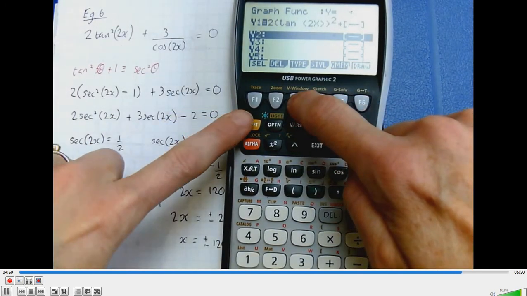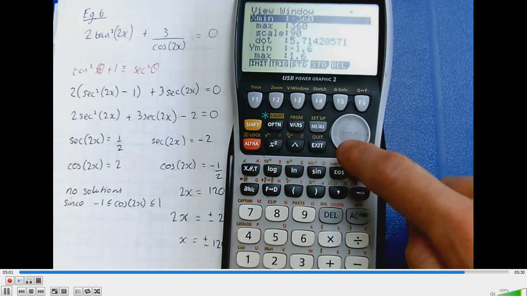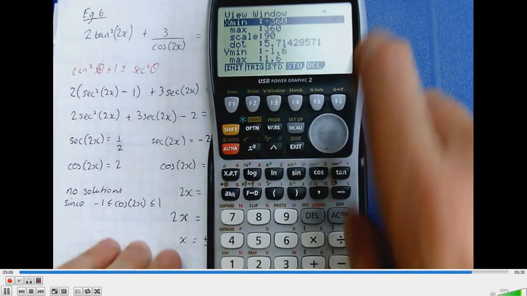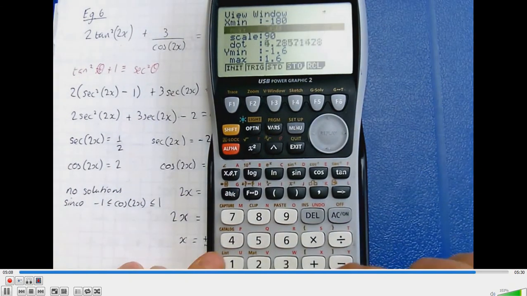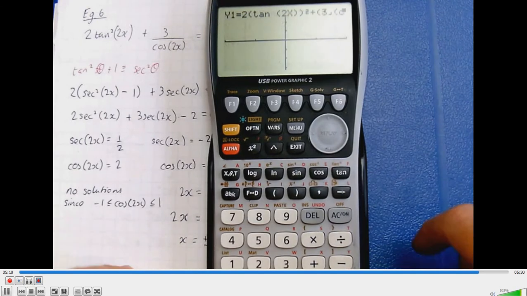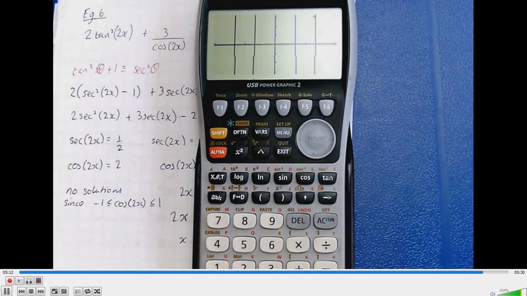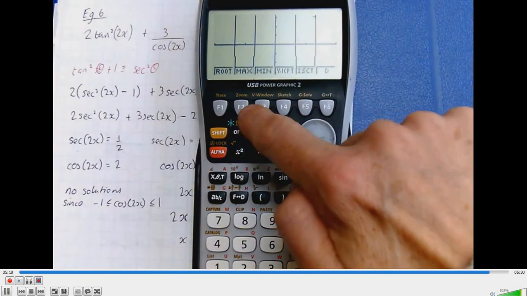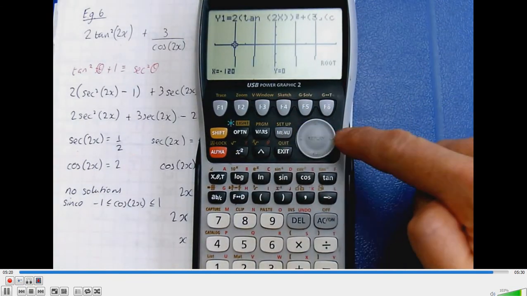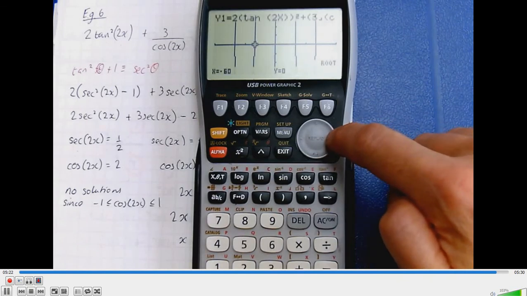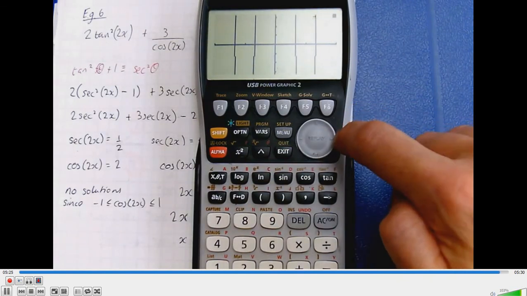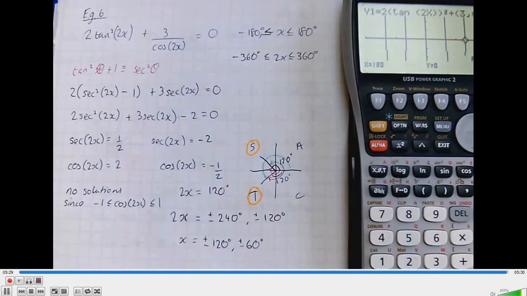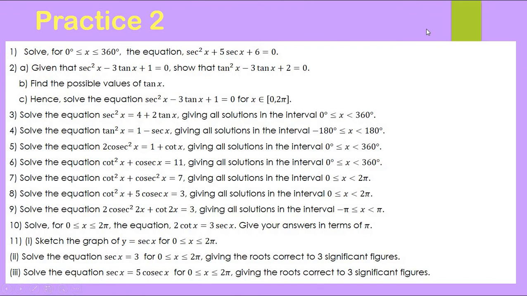Let's just check the view window is sensible. We are going from, our range of values for x are negative 180 up to 180. See what happens. Okay, we can't really see the graph, but we can see that it crosses the x-axis in 4 places. If we do G-Solve and then root, we get negative 120, negative 60, and then positive 60 and positive 120. So we're right. Here are some practice questions for you to do.